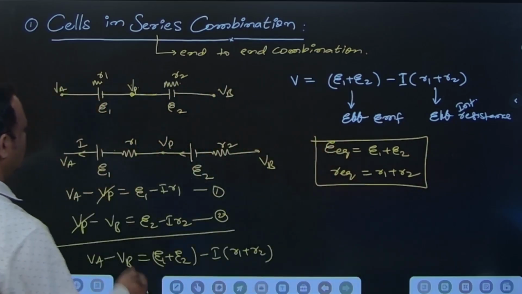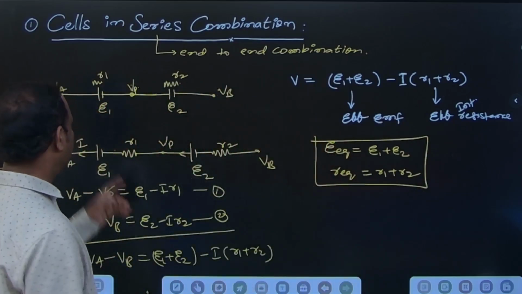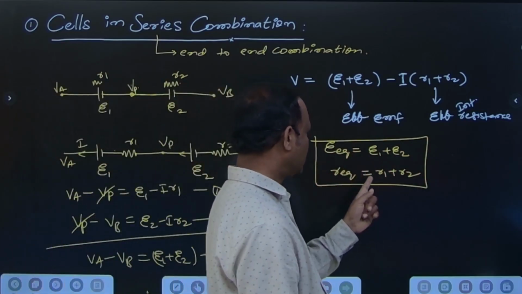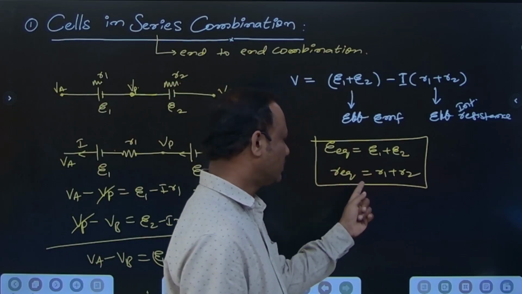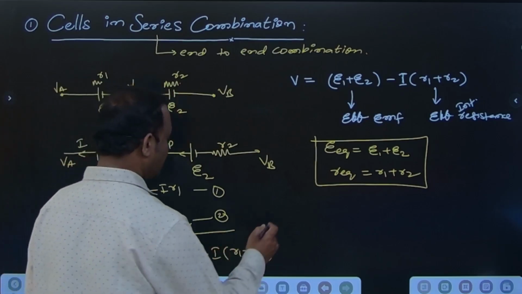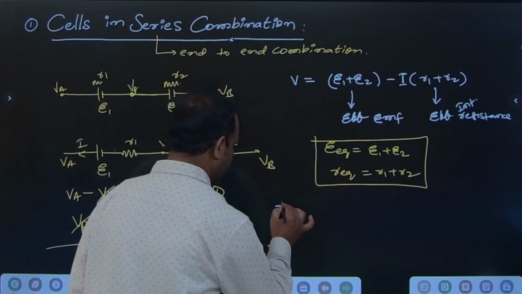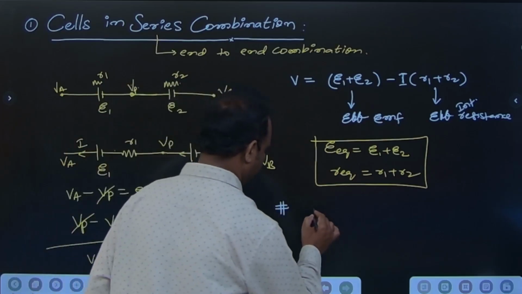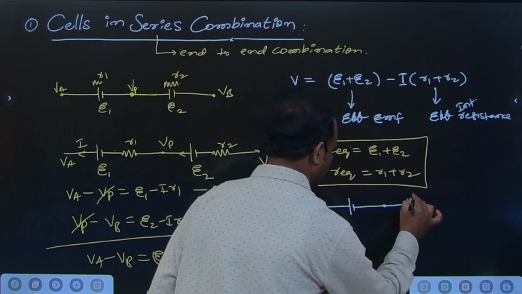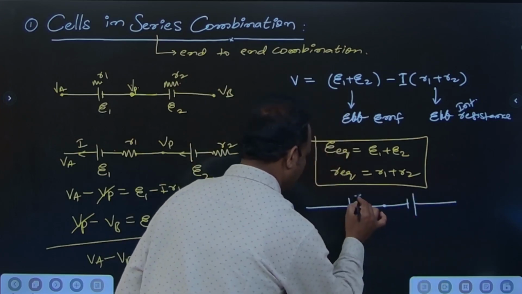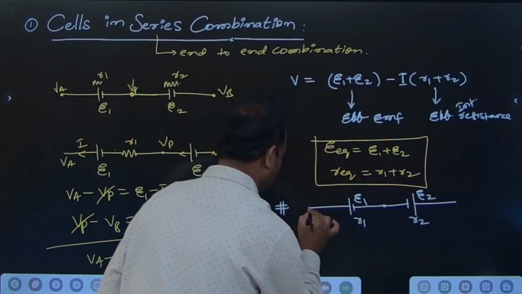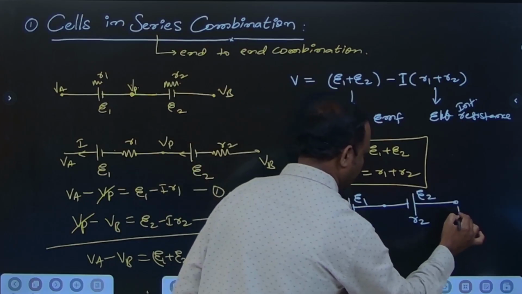When they are connected in a series combination, if they have equal E and E, this becomes E1 plus E2. And R1 and R2 means R plus R, 2R. Next, if the same cells are connected so that reverse terminals are in contact, like this. Its EMF is E1, the next is E2, internal resistances are R1 and R2, and the potential difference is between A and B.